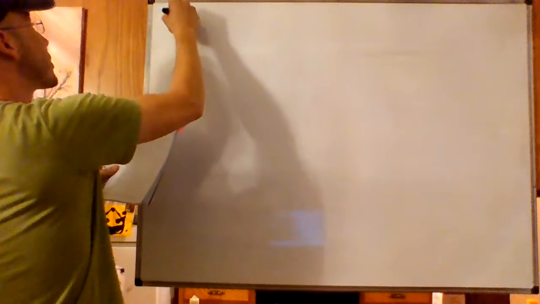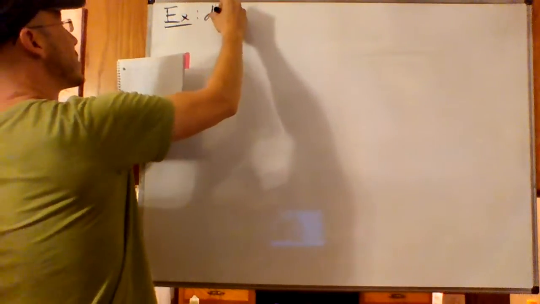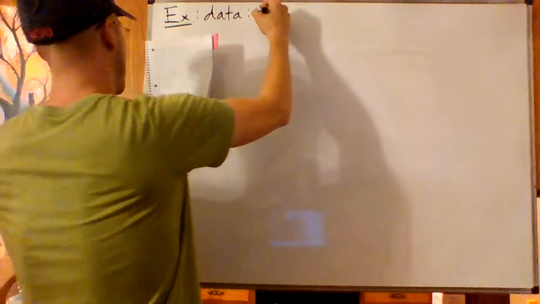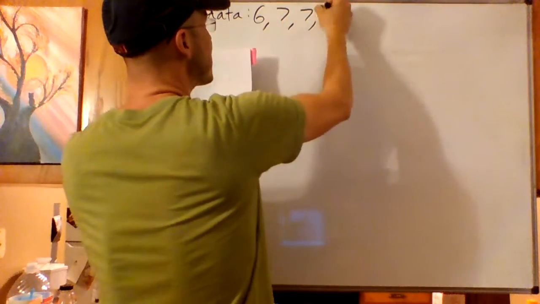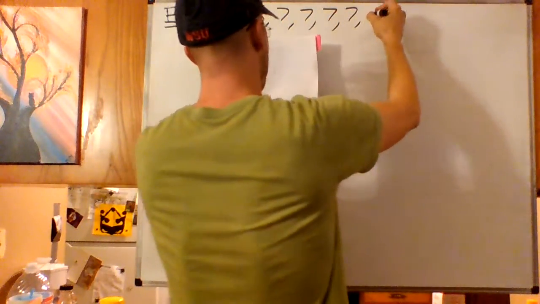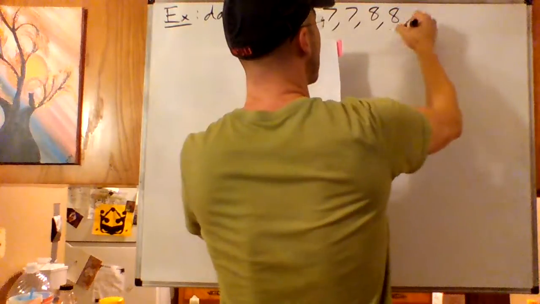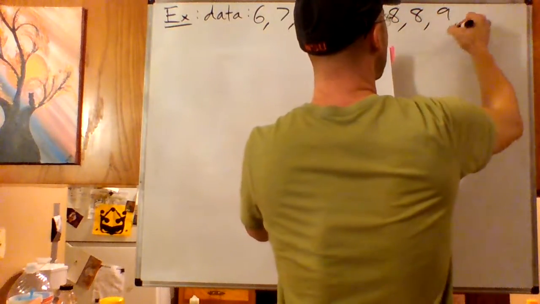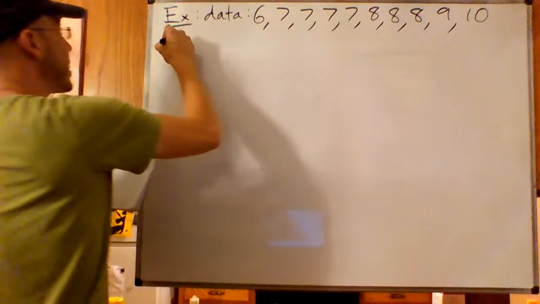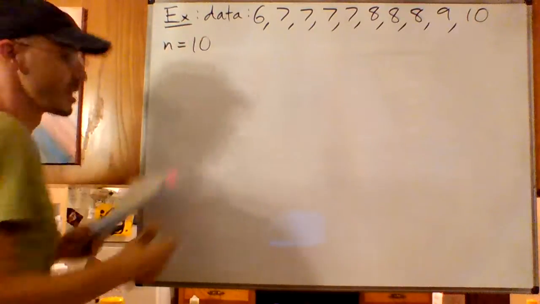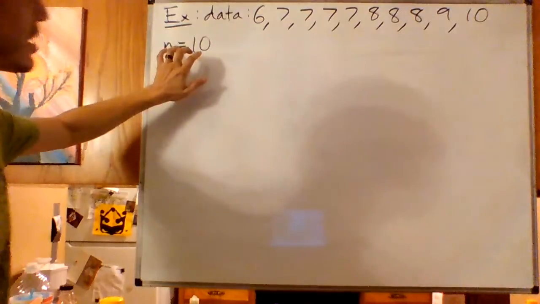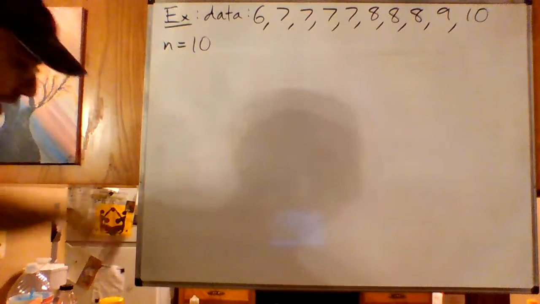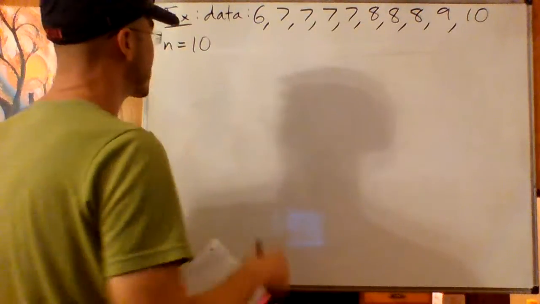Now let's look at those data values. That's one example. For this example, my data is 6, 4 7s, 3 8s, a 9, and a 10. And again, this is a data set of size 10. And we're going to build the histogram.